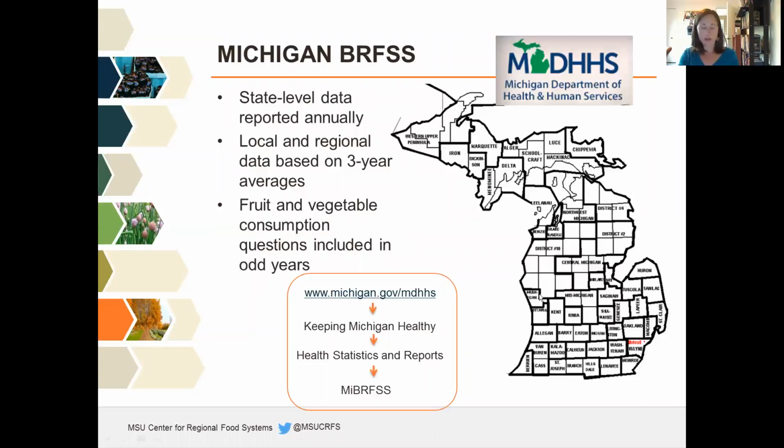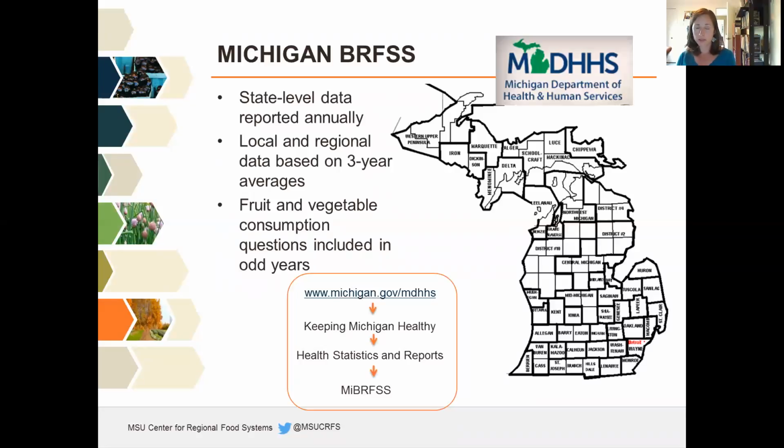Some of the indicators in the survey of greatest interest are probably general health status, obesity, diabetes and pre-diabetes, and then fruit and vegetable consumption. And again, Lisa mentioned how they use that fruit and vegetable consumption data. Those questions in Michigan are included in odd years of the survey. So for example, that was in the 2015 survey, and that data usually comes out in the summer of the following year, so summer of 2016.